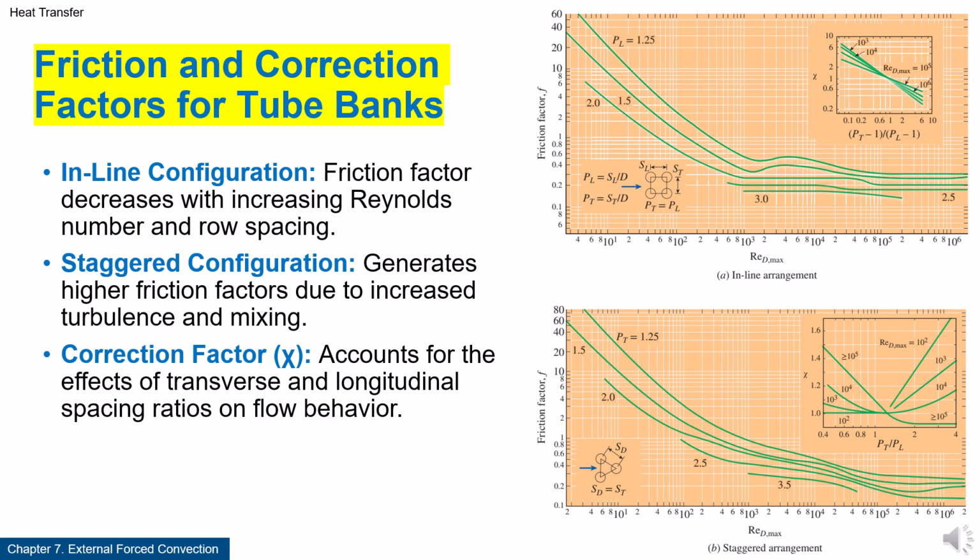Friction and correction factors for tube banks. This slide discusses the behavior of the friction factor in tube banks. For inline arrangements, the friction factor decreases as the Reynolds number and row spacing increase. For staggered arrangements, the friction factor is generally higher due to stronger turbulence and mixing. A correction factor is used to account for the effect of transverse and longitudinal tube spacing. All of this shows that pressure loss is very sensitive to tube bank geometry.